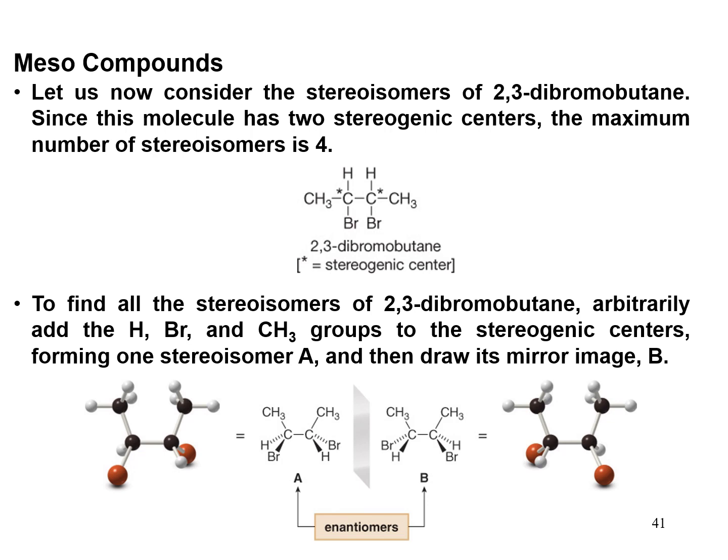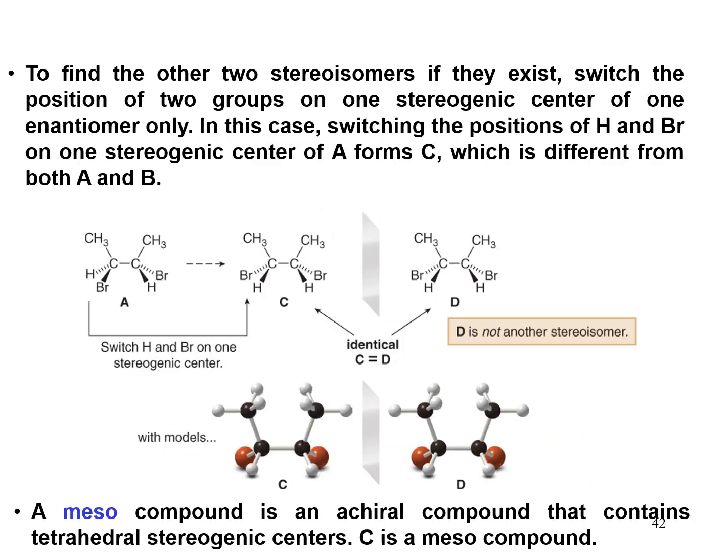To find all isomers of 2,3-dibromobutane, arbitrarily add the hydrogen, bromine, and the CH3 group to the stereogenic center, forming one enantiomer, A, and then draw its mirror image. To find the other stereoisomers, if they exist, switch the position of two groups on one stereogenic center of the one enantiomer only. In this case, switching the position of hydrogen and bromine on one stereogenic center of A forms C, which is different from both A and B.